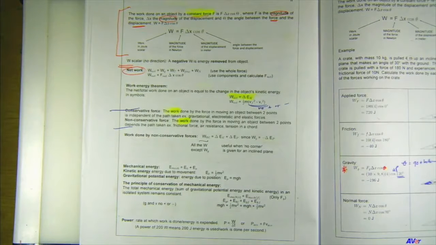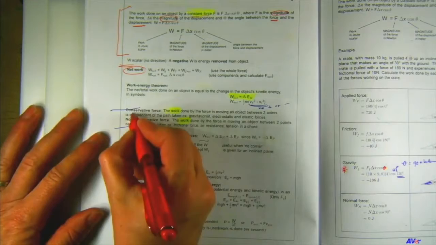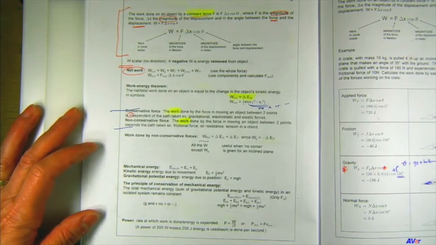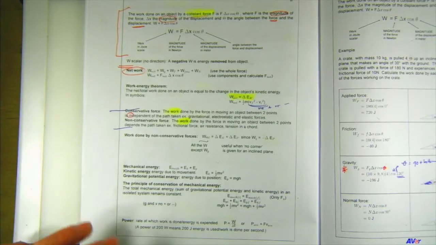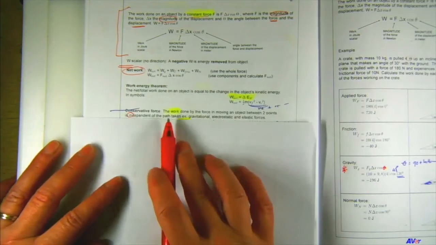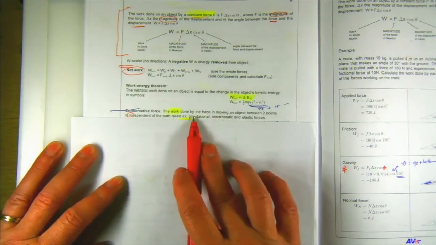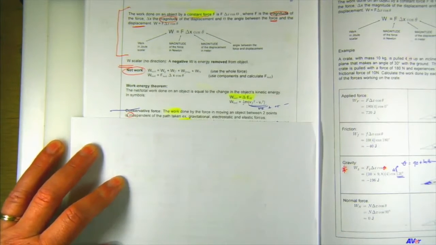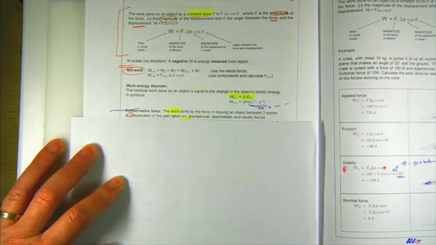Right, so if something is a conservative force, it means that the work done by that force is independent of the path. So it doesn't matter which path you follow. And that is very nice for us to have. What are examples of a conservative force? Gravity, right? Gravitational force. And that is very important when we do things about work, energy, and power.